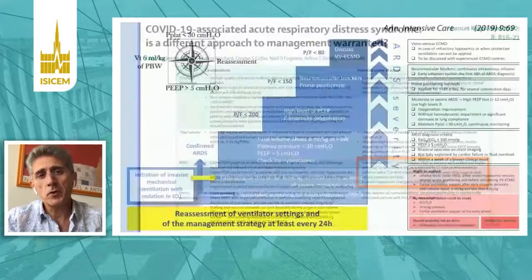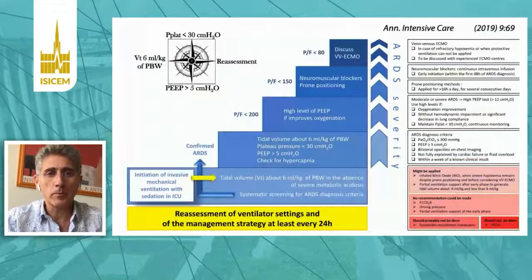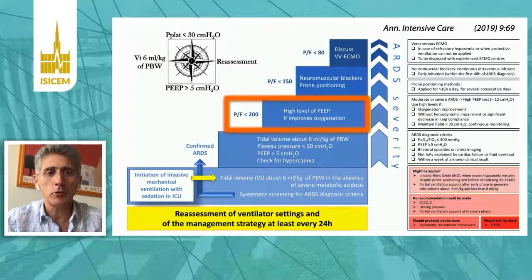This is very much in line, I would say, with the recommendation proposed by the expert consensus conference from the SALF, where indeed in patients with the most severe hypoxemia and PF ratio lower than 200, they propose to use higher PEEP level and titrate PEEP if it does actually improve oxygenation.